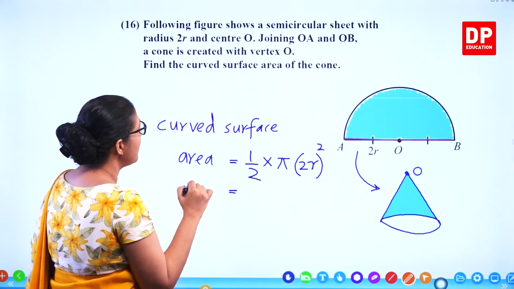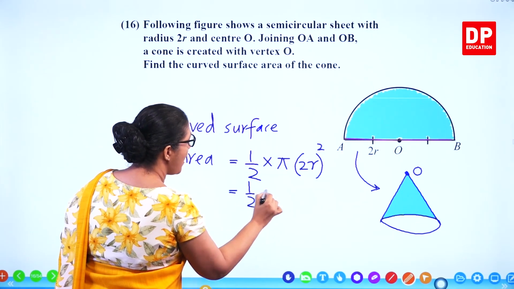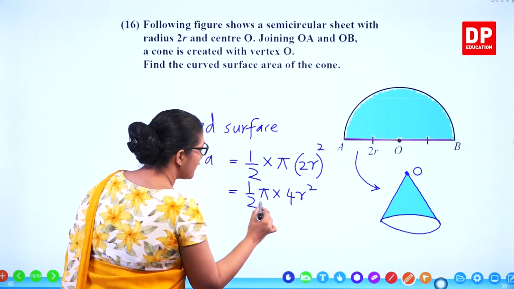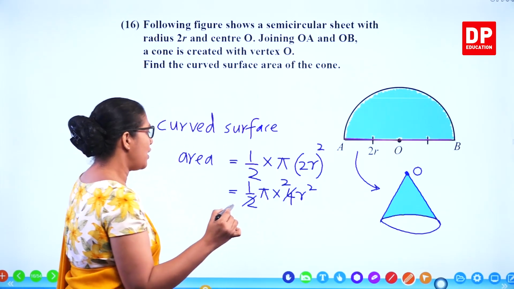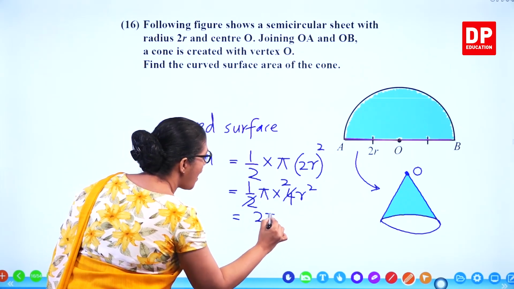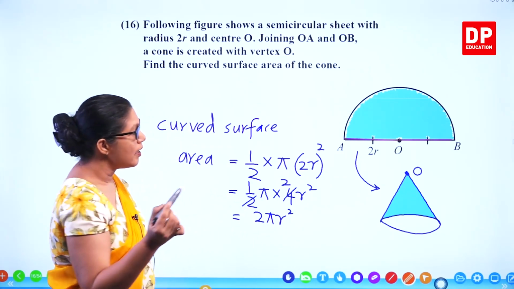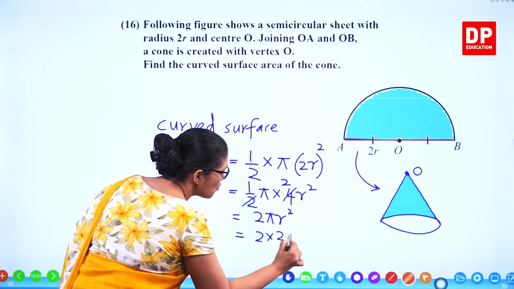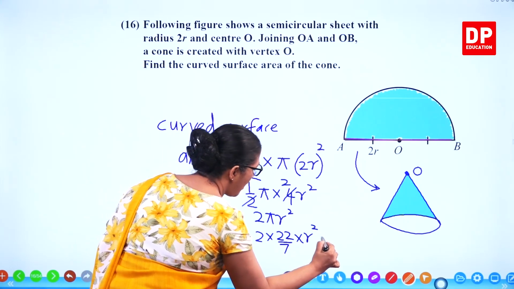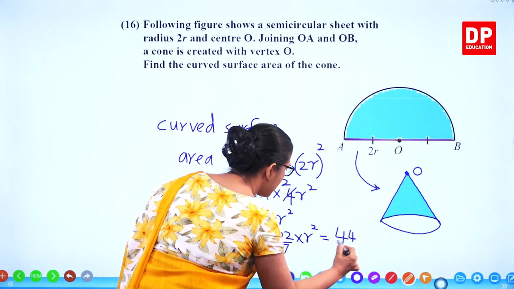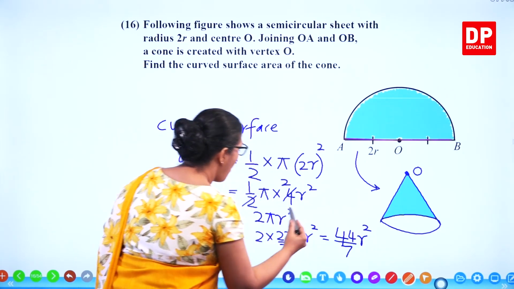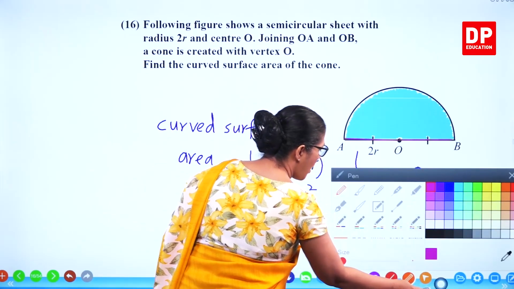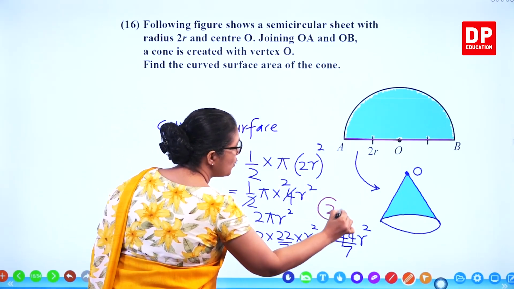So when you simplify, what do you get? Half pi, 2r into 2r, that's 4r squared. So 2 and this 4 get cancelled out, you get 2. So the answer is 2 pi r squared. Or you can substitute the pi value as 22 over 7, so 22 over 7 r squared. So you can either keep the answer this way or in terms of pi. So both ways you get 2 marks. So 2 marks for the whole thing.